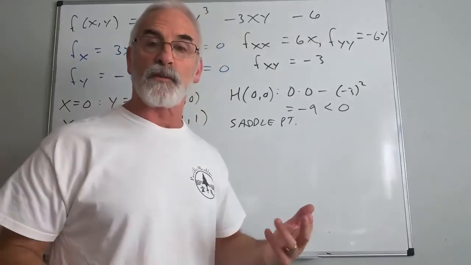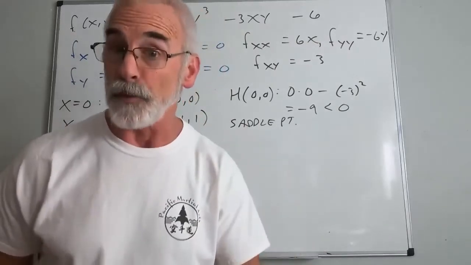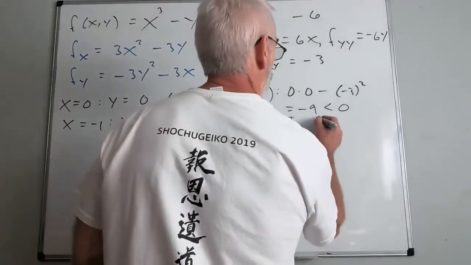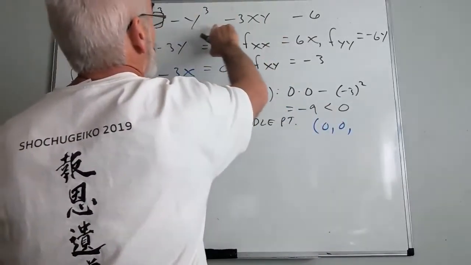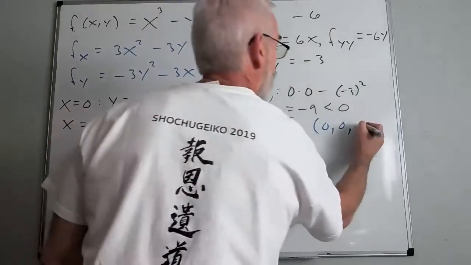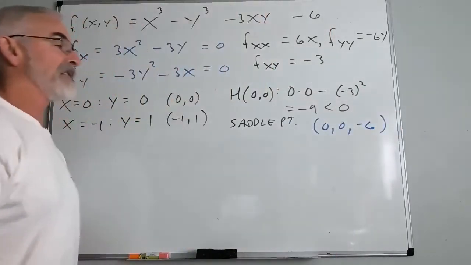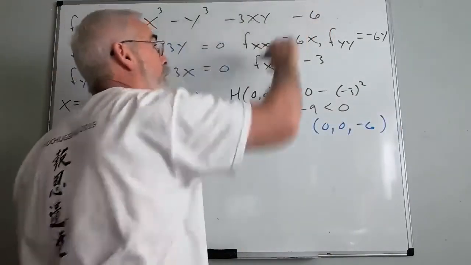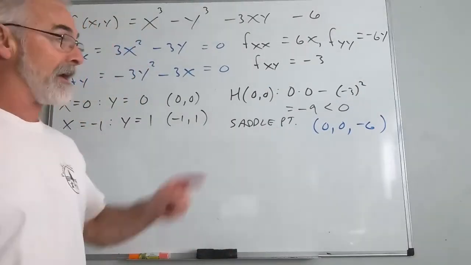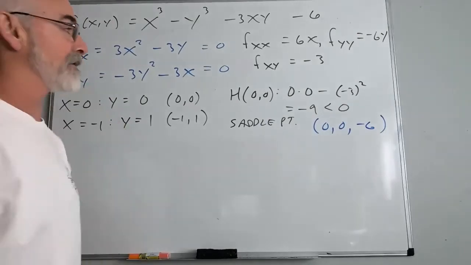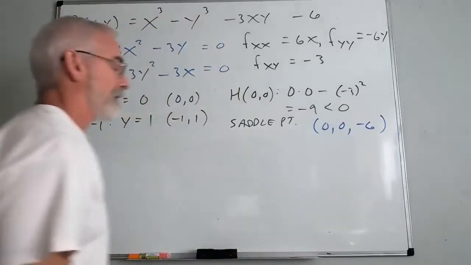Well, in this case, the saddle point will be the ordered triple. So the saddle point will be at x, y, and what is f of 0, 0? Looks like negative 6. 0, 0, negative 6 is clearly a point on this graph. Even though I don't know what it looks like, I know that point is there, and that point is a saddle point. How do I know it's a saddle point? Because the Hessian was negative.